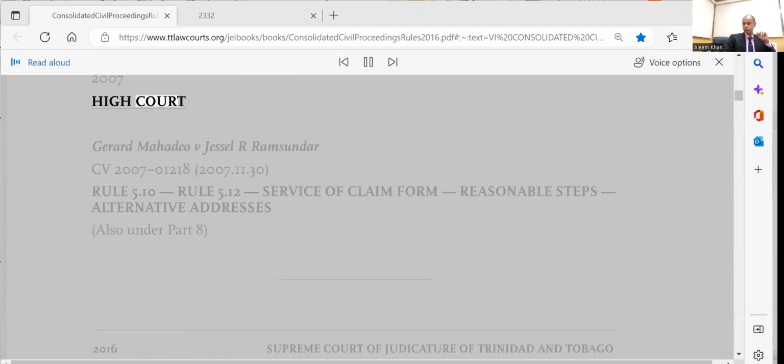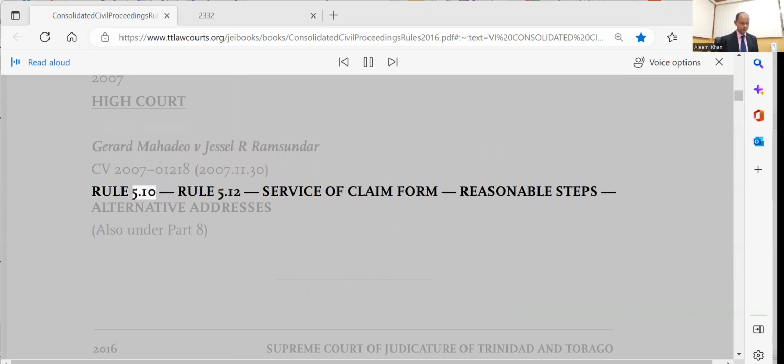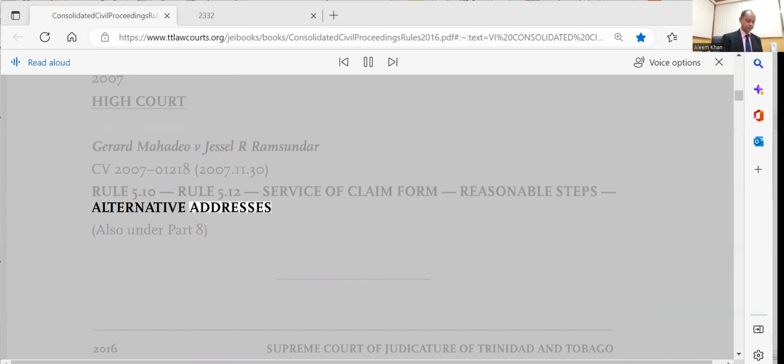2007 High Court. Gerard Mahadio v. Jessel R. Ramsander, CV 2007-01218, November 30, 2007, Rule 5.10, Rule 5.12, Service of Claim Form, Reasonable Steps, Alternative Addresses, also under Part 8.